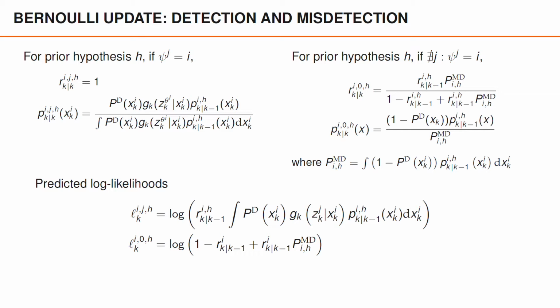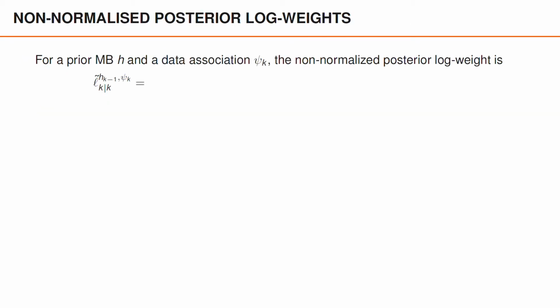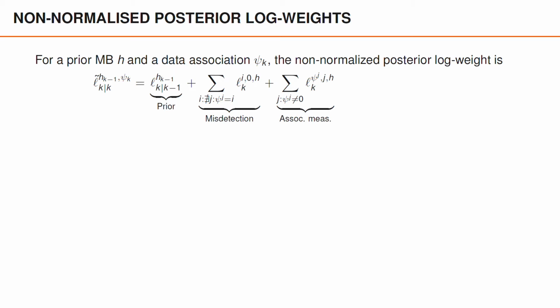However, we will have some differences in how we compute the log weights of the posterior multi-Bernoullis, and also in how we define the cost matrix that is used to solve the optimal assignment problem. For a prior multi-Bernoulli H and a data association psi, the non-normalized posterior log weight L tilde is equal to the prior log weight plus the sum of log likelihoods of Bernoullis that are misdetected plus the sum of log likelihoods for measurements that are associated to a previously detected object plus the sum of log likelihoods for measurements that are associated to either clutter or a potential new object.